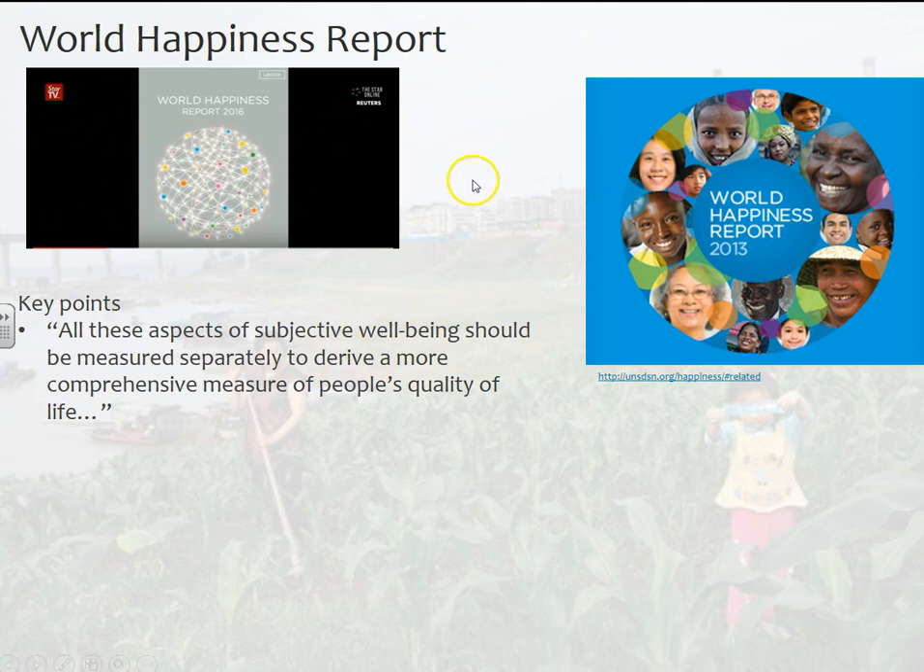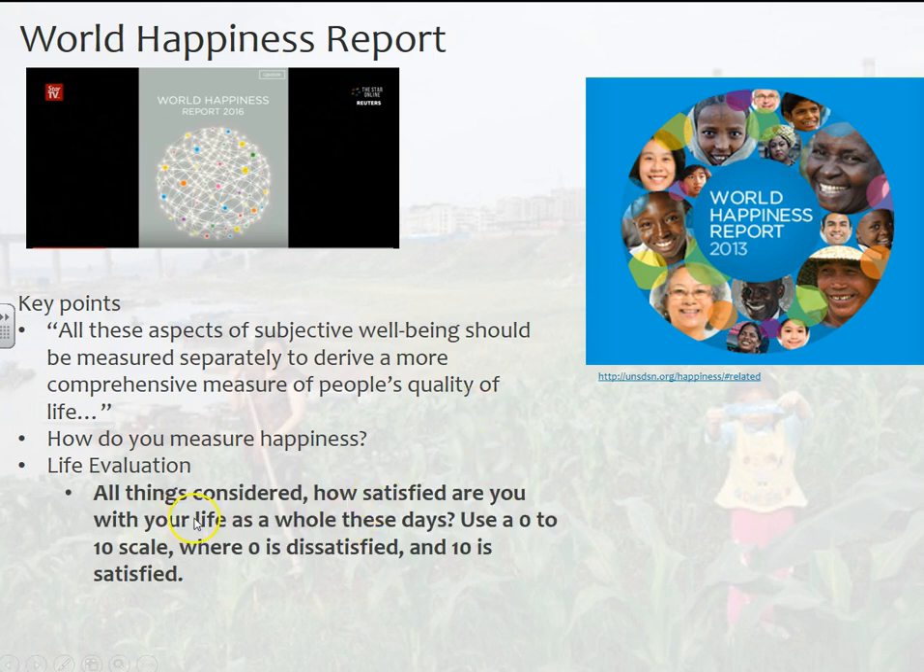But what the World Happiness Report seeks to do is actually find out whether or not people think they have a high quality of life. So it's really a way to measure happiness. And so the question is, how would you measure happiness? There's really no objective way to measure it, so you just ask them. This is how they measure how happy people are. They ask them this question: how satisfied are you with your life on a scale of 1 to 10?